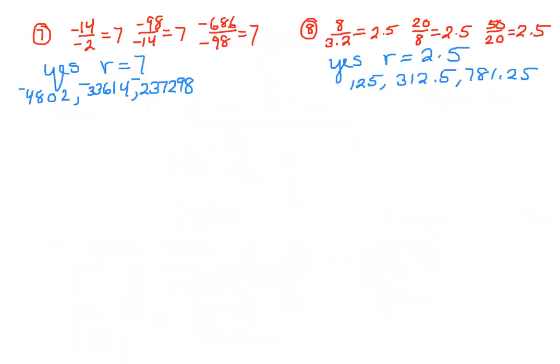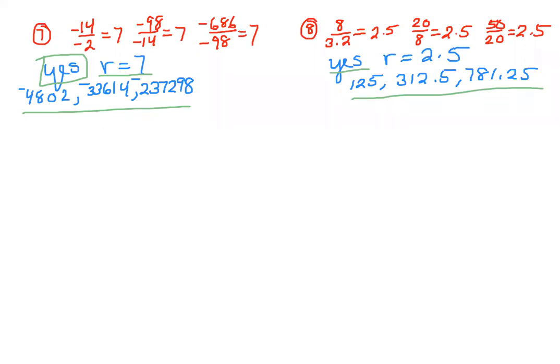Number 7, when we do it, these are all negative. So when we divide, we get positive. So yes, it is geometric, and our ratio is 7. And when we go ahead and multiply each of those by 7, we get these numbers. They go up very big, very quickly when your ratio is big. And number 8, you can see here, the common ratio is 2.5. So yes, it's geometric, and you can go ahead and do that and get those terms. Okay, that's how you tell if it is geometric.